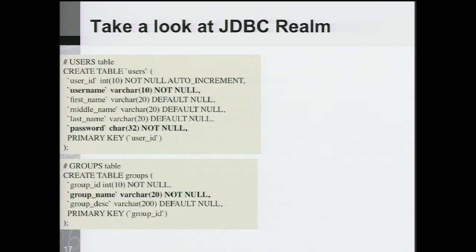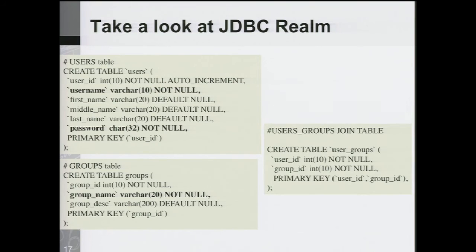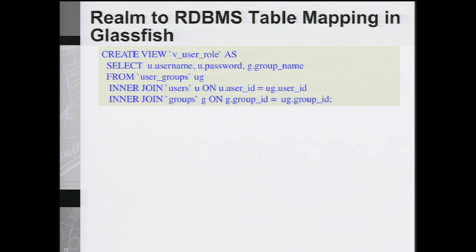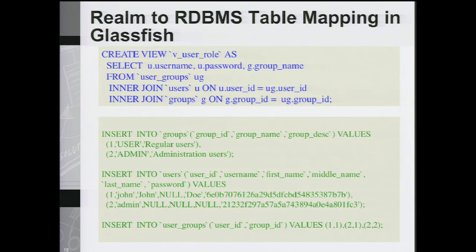And then because a user can belong to multiple groups, and a group can have many users, it's a many-to-many relationship, so you may want to have some kind of a join table that joins everything together. And then what you really want to do is put some kind of a view on top of that. And this is how you do it in Glassfish. So you put a view on top of that where you have the username, the password, and the group name, and then you can insert records into the groups and users.